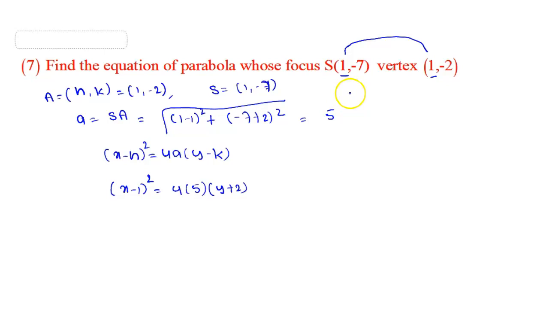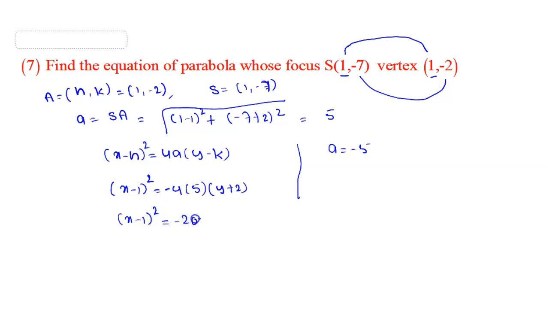Next, one more thing we need to observe. The y coordinates are both negative. In the y coordinate both are negative. So here I need to take a is equal to minus 5. When in the y coordinate both are negative, after getting a, I just need to operate a minus. So here I am writing this with a minus, right? (x minus 1) whole square is equal to minus 20, 4 5s are 20, into (y plus 2). That is our final answer.